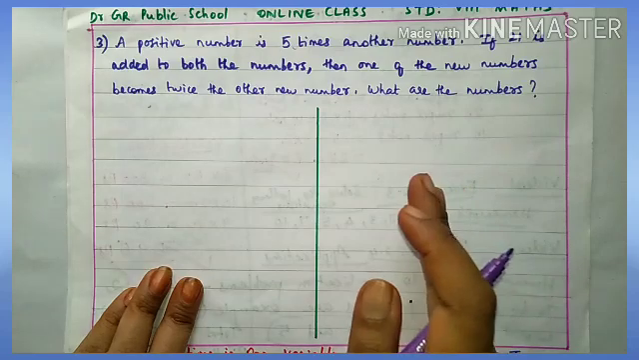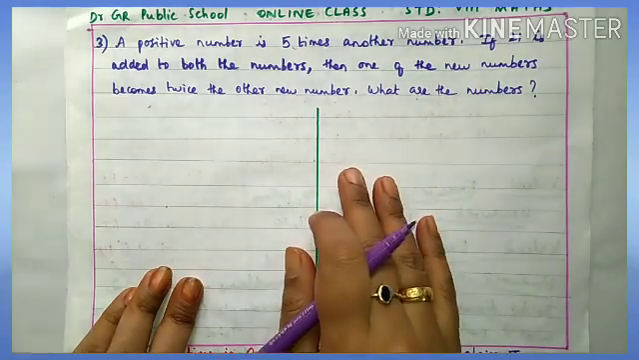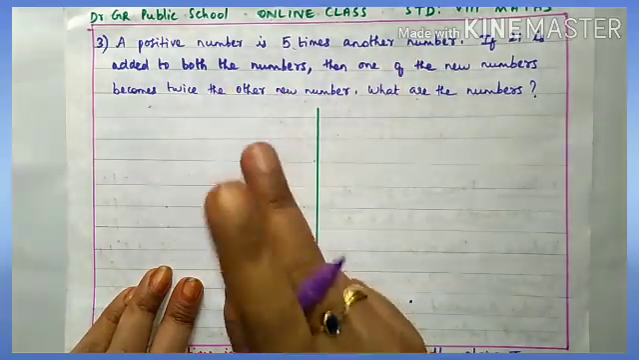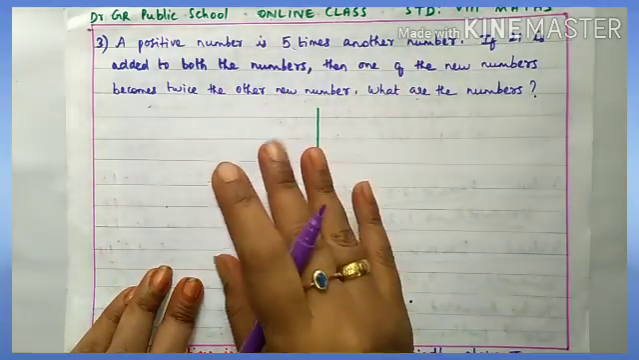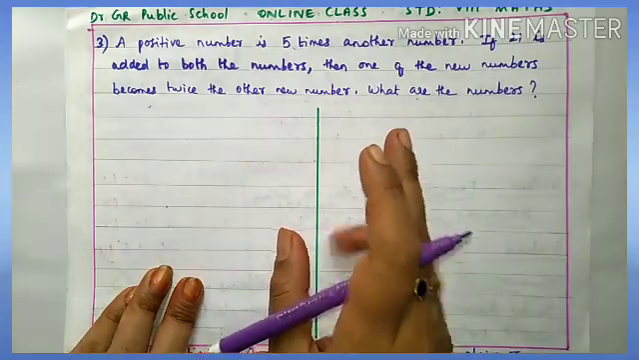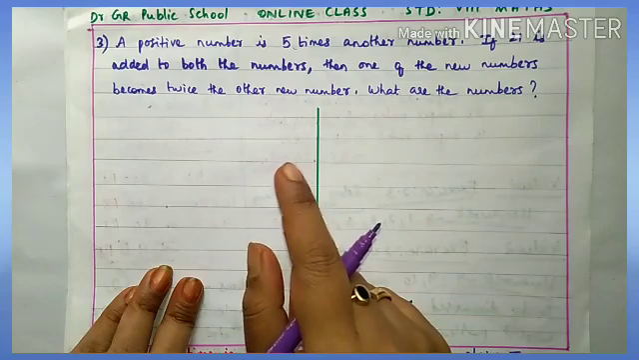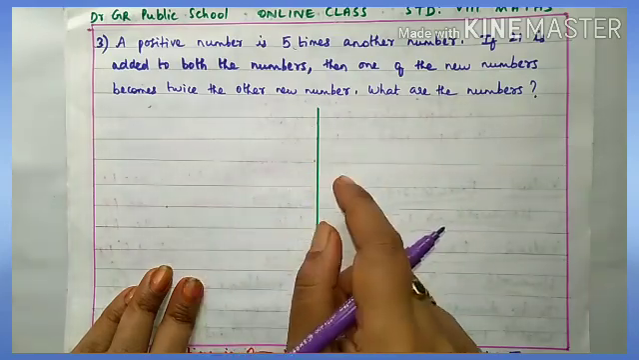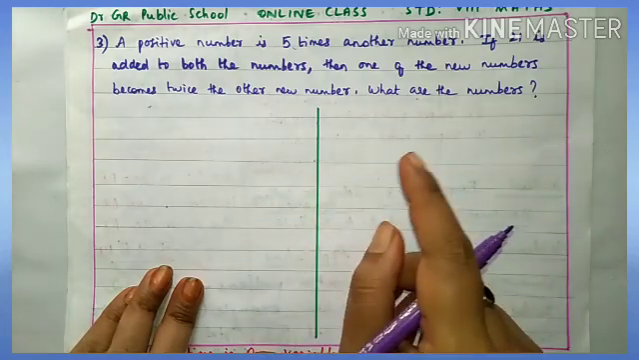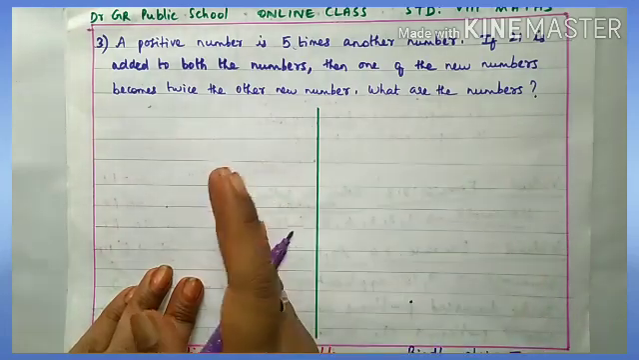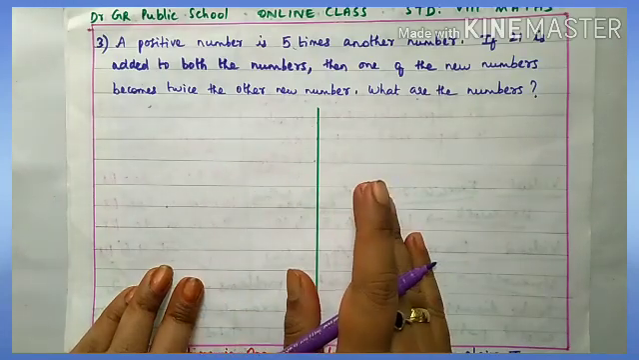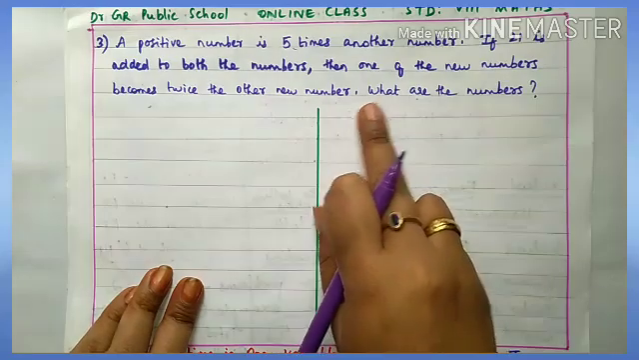What do you mean by 5 times? You want to multiply by 5. Okay. So here actually a positive number is given, another number is given. We are considering two numbers, and one number is 5 times another number. That is the meaning of the first sentence. And if 21 is added to both the numbers, then one of the new numbers becomes twice the other number. So when we add 21, one number becomes twice, that is double, multiplied by 2 of the other number, and from that we want to calculate what the numbers are.